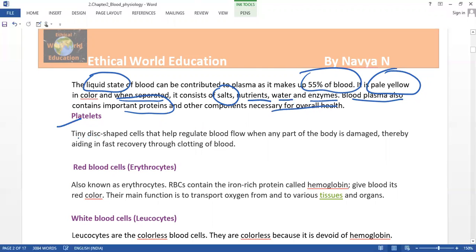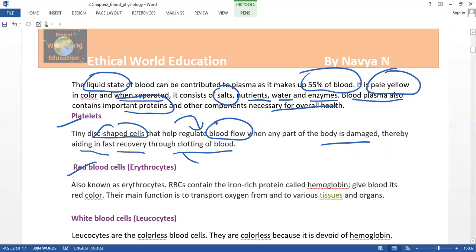And the platelets. Here, these are tiny disc shaped cells that help in the regulation of blood flow. When any part of the body is damaged, the healing is very fast. I mean, the recovery stage will be very fast through the clotting of the blood. Totally, we can say it is about easy recovery. Easily, the patient can recover through this clotting of the blood.